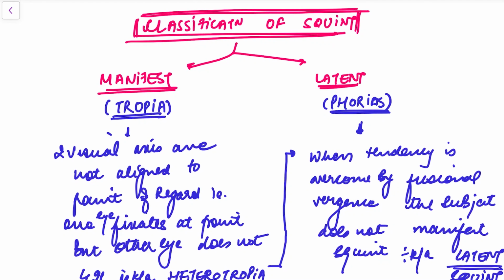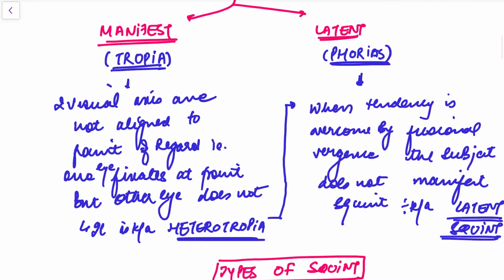Squint can be divided into two types, that is manifest squint and latent squint. For manifest squint, the suffix we use is tropia, and for latent squint the suffix we use is phoria. So what is manifest and what is latent squint? For example, there is a pathology in the eyes and the eyes are not able to properly fix on one object. That is, the two visual axes are not aligned to the point of regard.